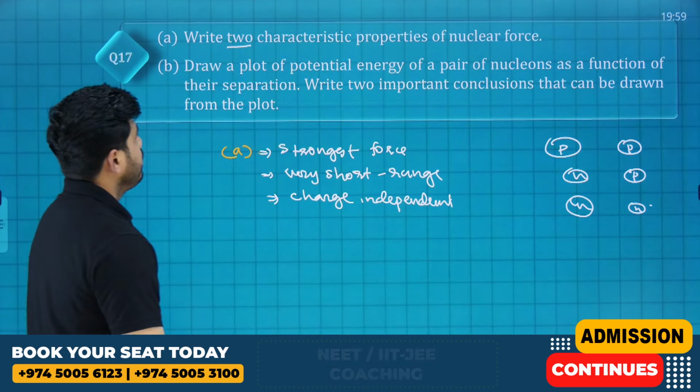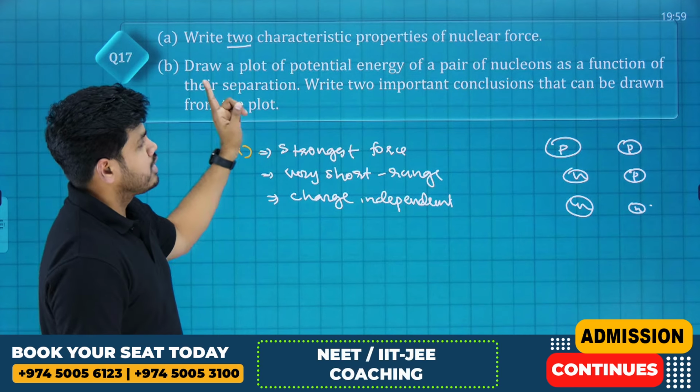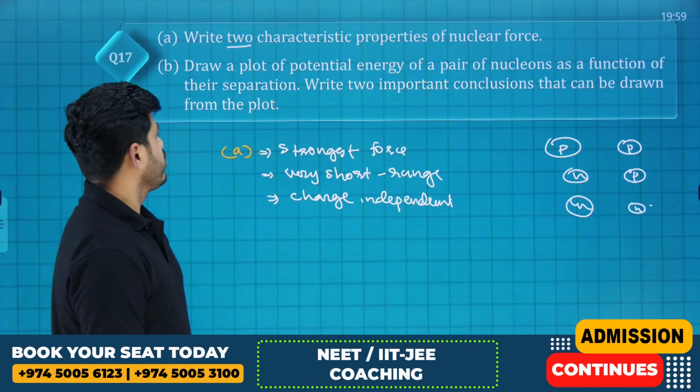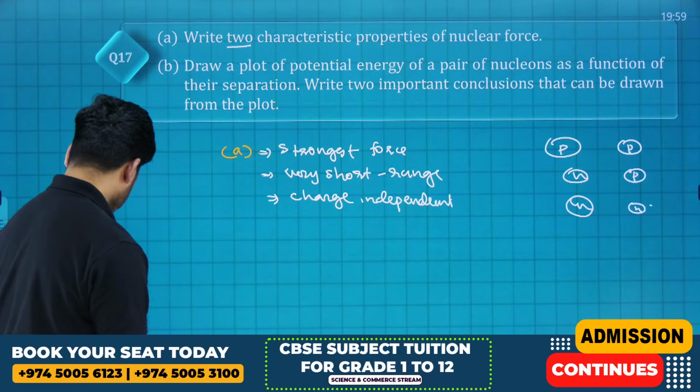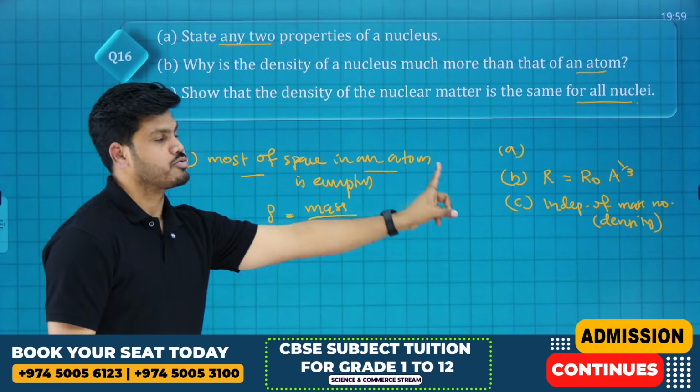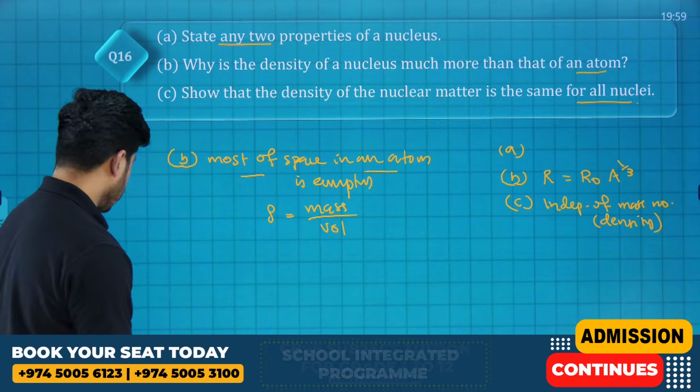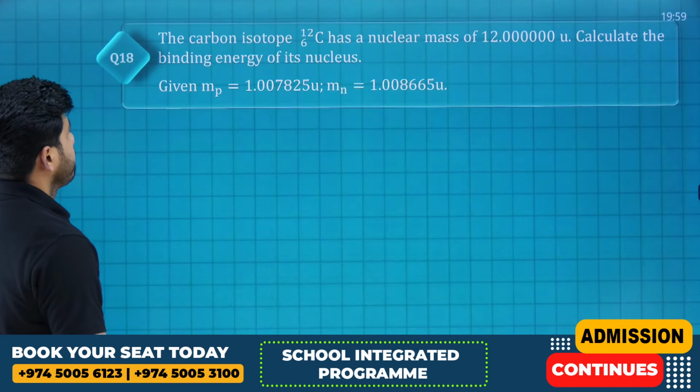Okay. Now, B part. Draw a plot of potential energy of a pair of nucleons as a function of their separation. Write 2 important conclusions you can make from that. That is what exactly we did in the previous question, right? From the graph, we inferred something.